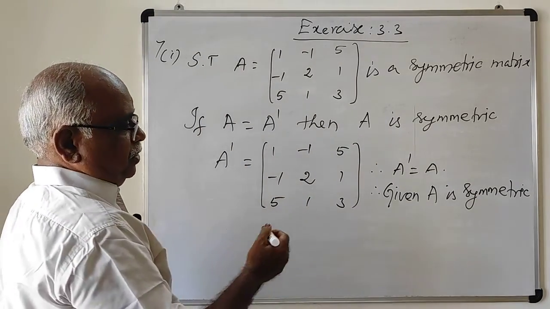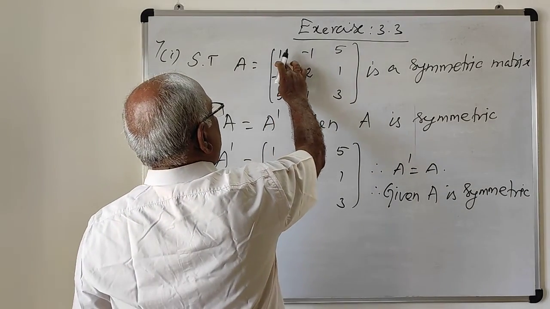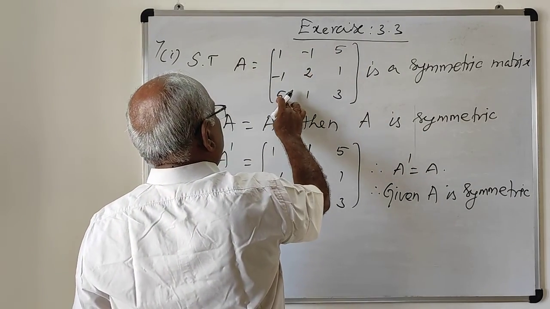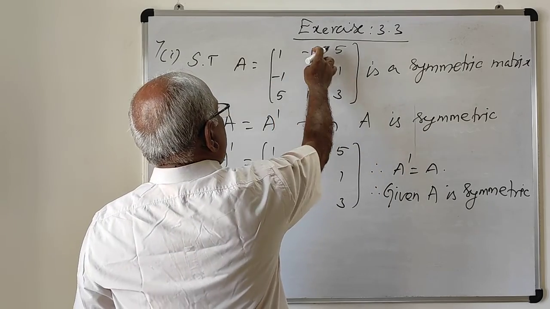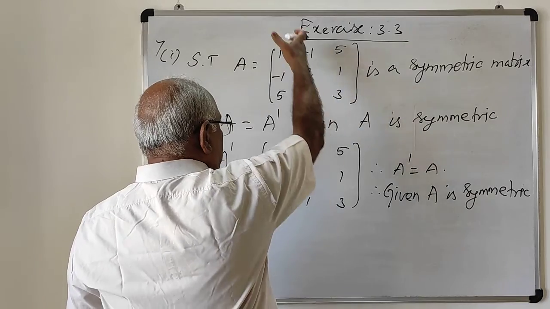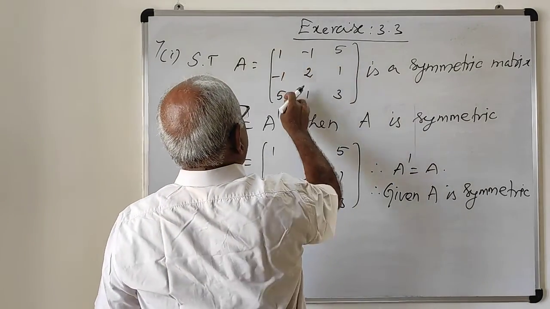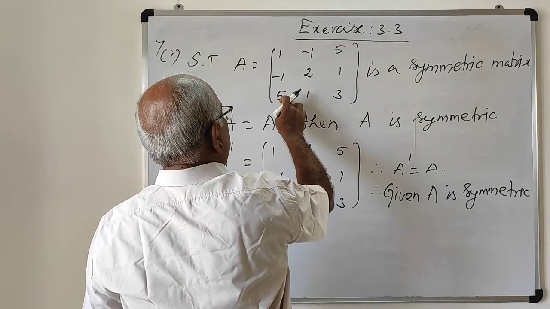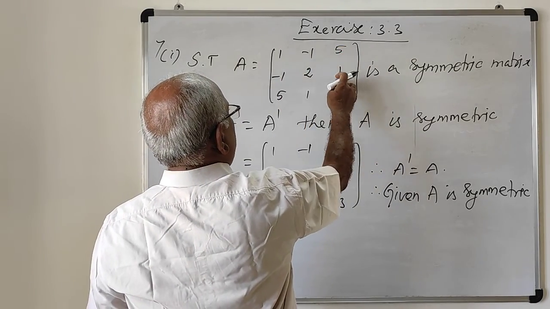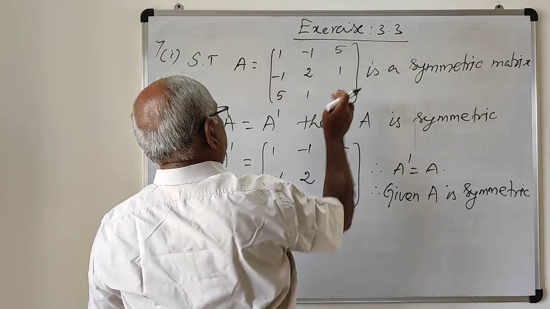And one more thing I am going to say here. In the given matrix A itself, you can see the rows and columns are equal. The first row becomes the first column: 1 minus 1 5. Second row, minus 1 2 1. Third row, 5 1 3.